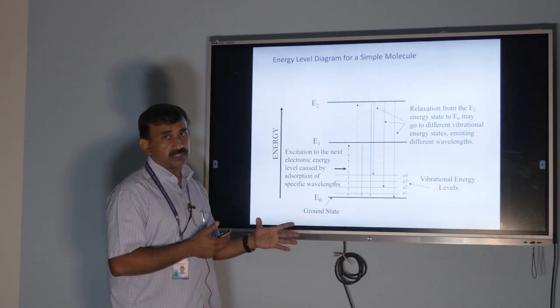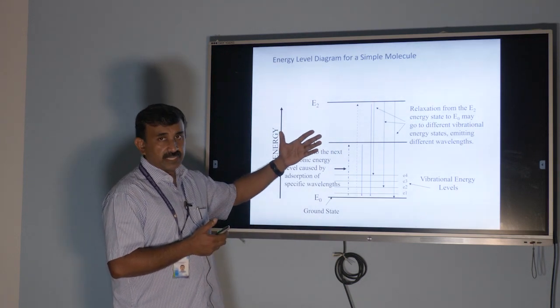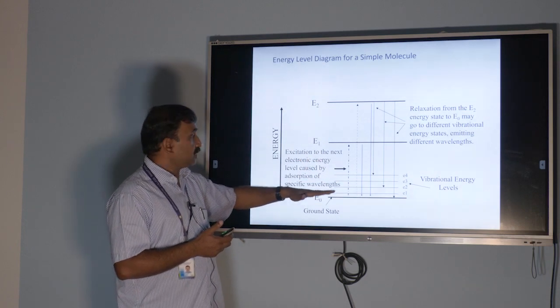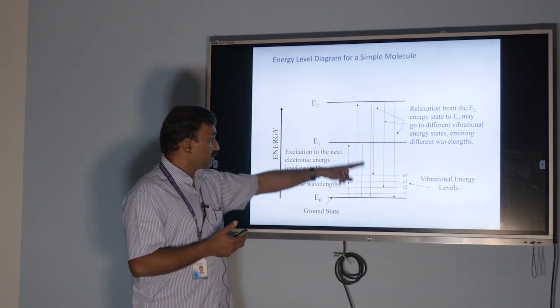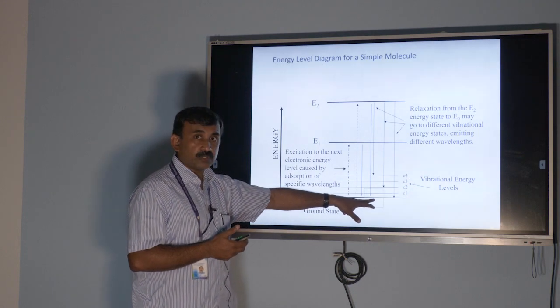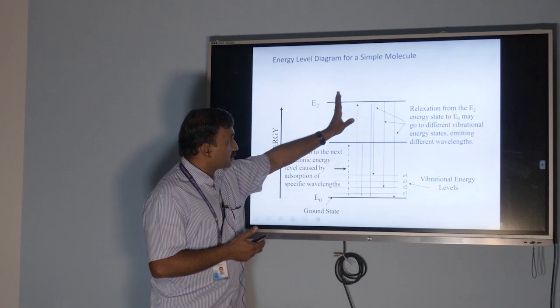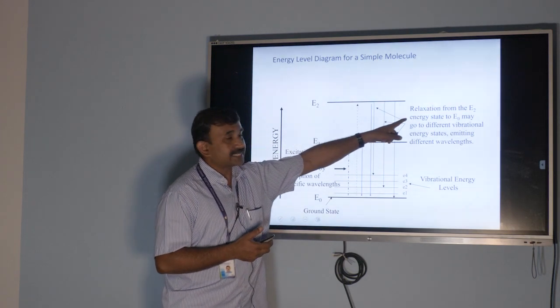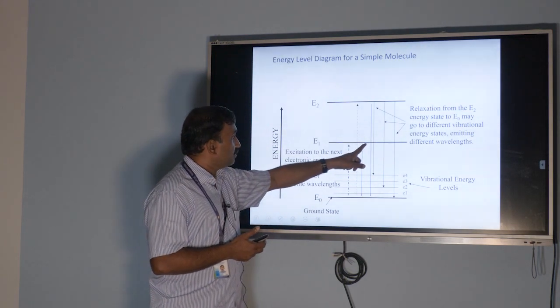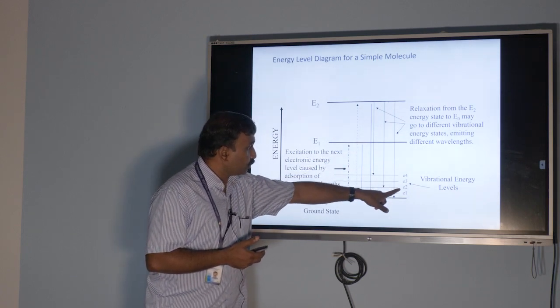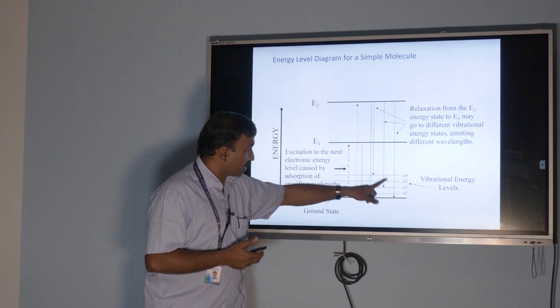When it loses the absorbed energy, it will return to the lower energy levels, and it need not be necessary that it will reach the ground state. After attaining this level, when it loses some amount of energy, that is called relaxation, it can return to the E1 energy level, or E4, E3, E2, E1.